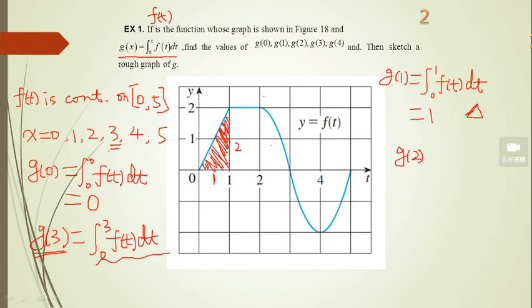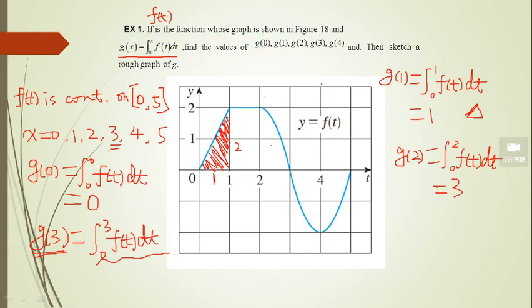g(2) means the integral from 0 to 2 of f(t) dt. So that will be the area from 0 to 2. Be careful. The lower bound is fixed in the function g. In the function g, the lower bound is 0. So that will be 1 plus the area of the second rectangle. This is 2, this is 1, so we get 2. 1 plus 2, of course, the answer is 3.